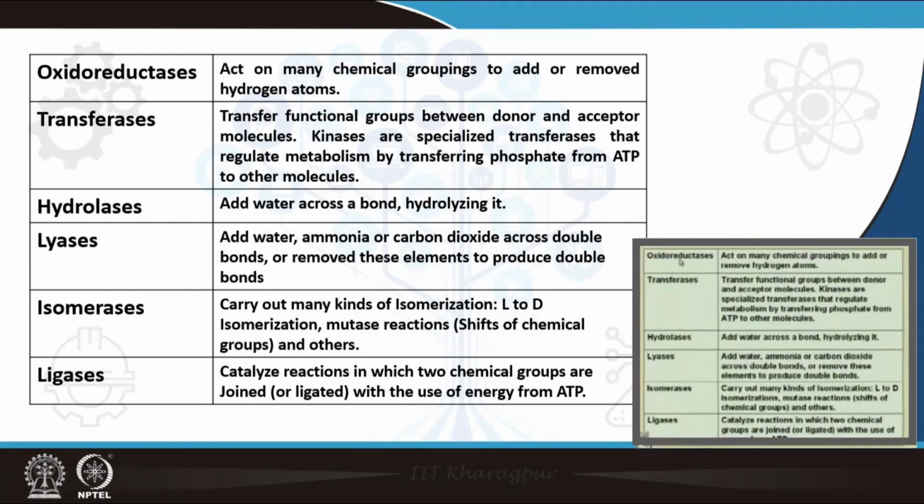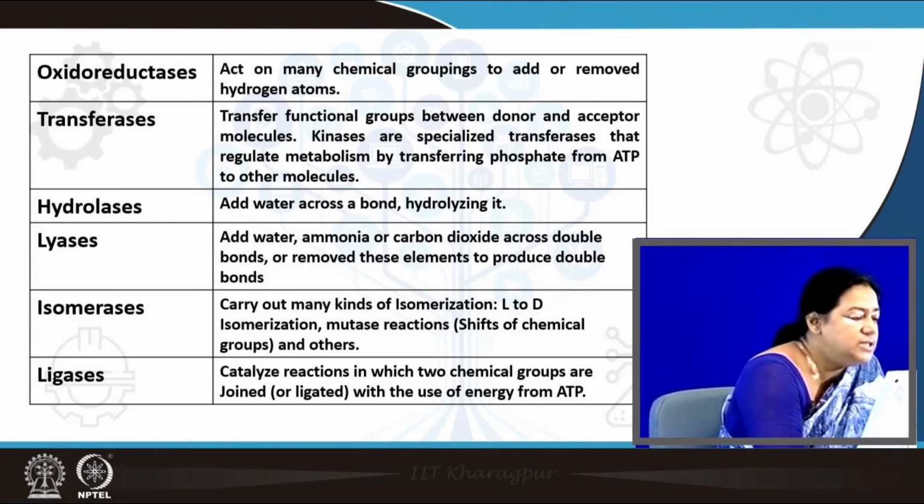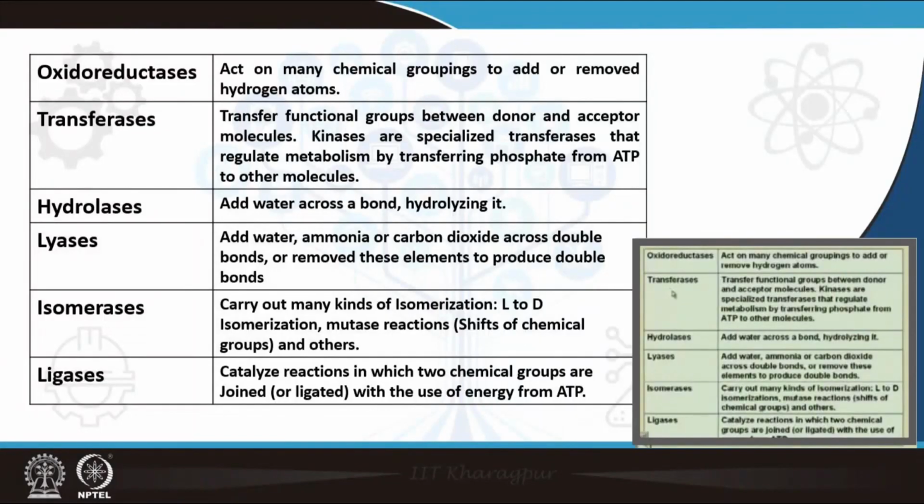So what is the oxidoreductase doing? It is involved in a redox reaction. It acts on groups to add or remove hydrogen atoms. A transferase, what is that going to do? It is going to transfer. What transfers what? Since you are looking at specific reactions, it is going to transfer a functional group between the donor and the acceptor. Okay, so that would be a transferase.